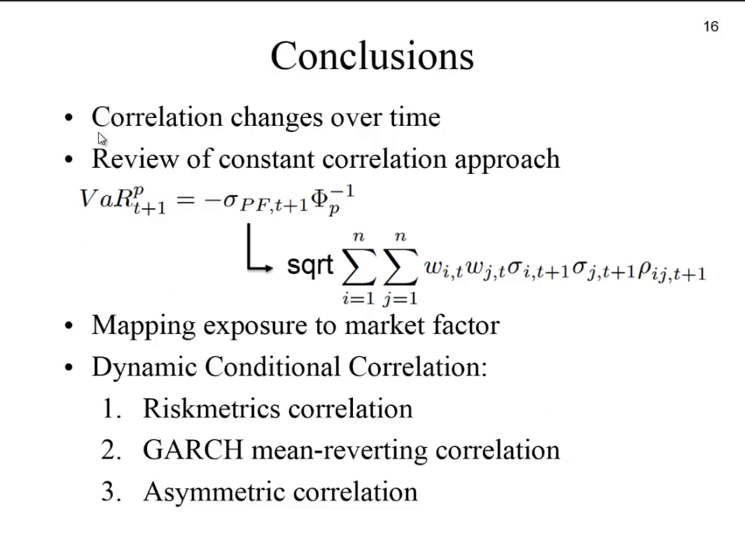So in conclusion, in this chapter we have introduced models for correlation, since correlation changes over time. We first reviewed the constant correlation approach, where VaR is computed as a function of the portfolio volatility and the inverse normal. The portfolio volatility is written as a function of the weights, the volatilities, and the correlation. And this is the correlation that we tackled in this chapter. We did it in two ways. First, we introduced mapping exposure to a market factor or to a set of factors. And then we introduced dynamic conditional correlation. And there we introduced three models: the risk matrix correlation, the Garch mean-reverting correlation, and the asymmetric correlation.